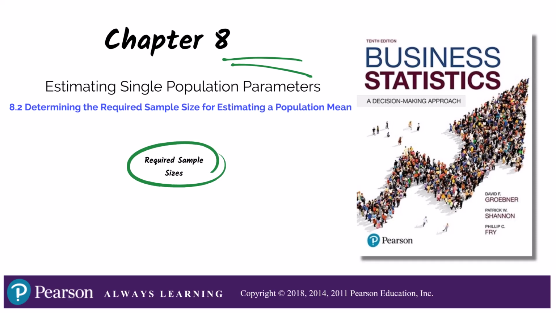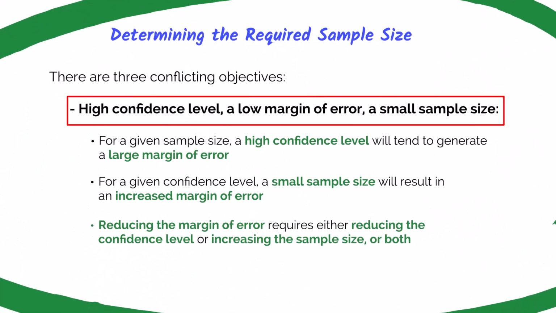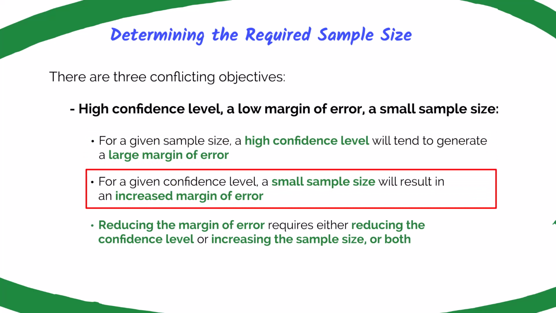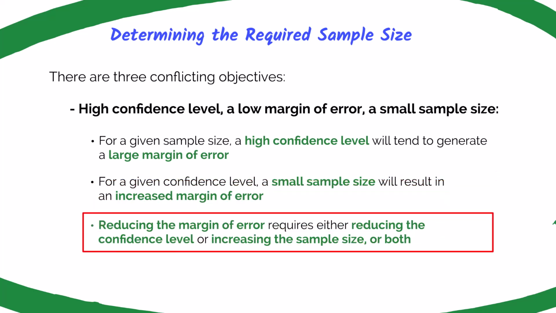Welcome back, everyone. In this video, we will learn how to determine the required sample size for estimating a single population mean. So recall that we learned about the three conflicting objectives when we are developing a confidence interval estimate. As a refresher, for a given sample size, a high confidence level will generate a larger margin of error. For a given confidence level, a small sample size will also result in an increased margin of error. So if we want to reduce the margin of error, we are going to have to reduce the confidence level, increase the sample size, or both.